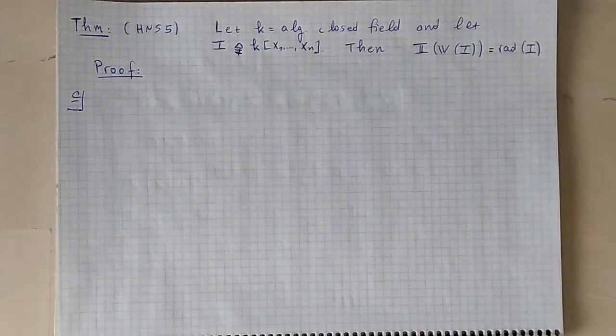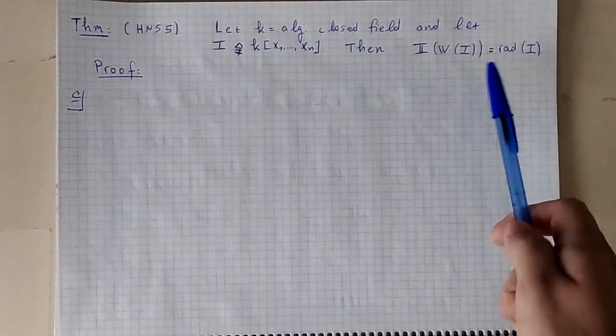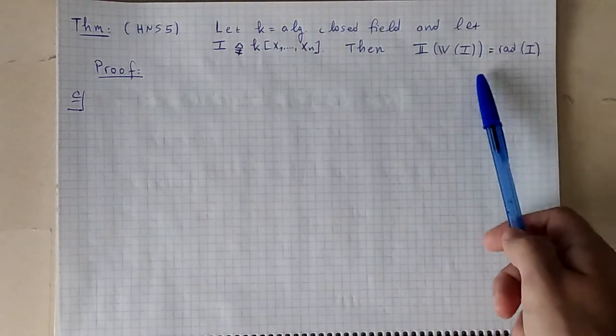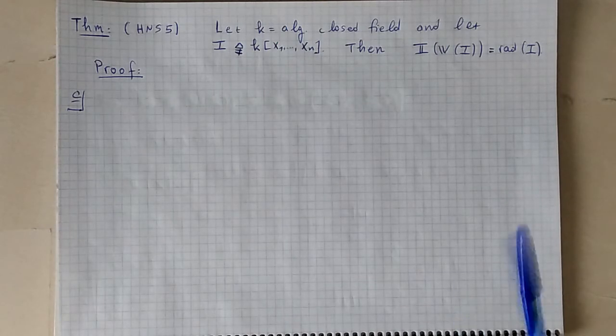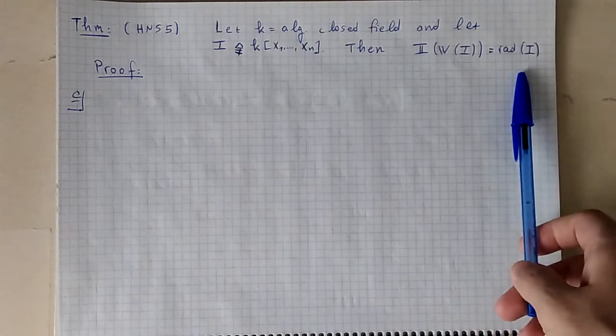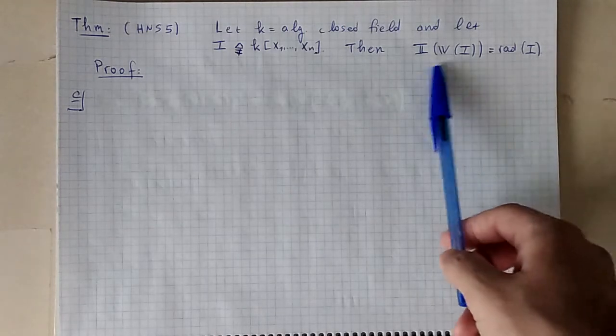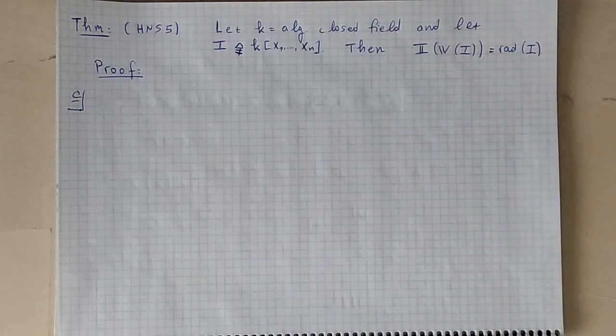So the fifth version says that we have this equality over here, and in fact I'm only going to prove the non-trivial inclusion, because the other one is pretty simple. The easy inclusion is that the radical of I is a subset of this guy over here, and this is pretty easy to see, so I'm going to completely ignore it, and I'm going to prove the other inclusion.